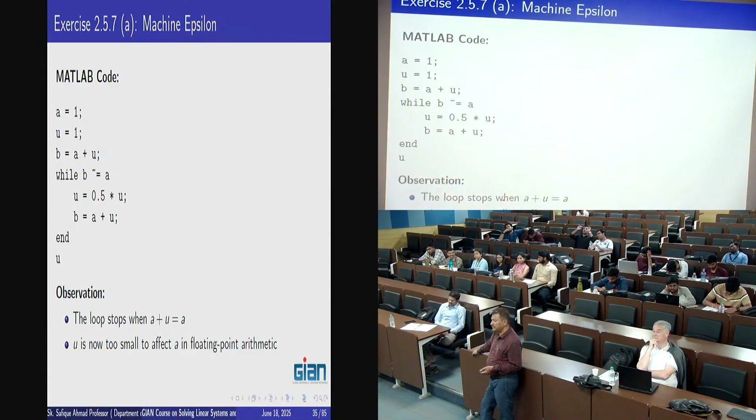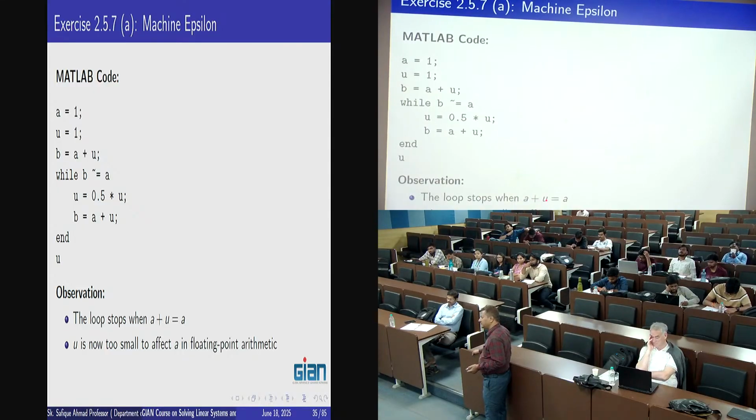The observation is that the loop stops when A plus U equals A. This is the unit round of error. If U is more than the unit round of error, the loop will continue until you reach this error. The tolerance you put differs for single and double precision, so you can decide whether you are using single or double. Accordingly, you can get this.